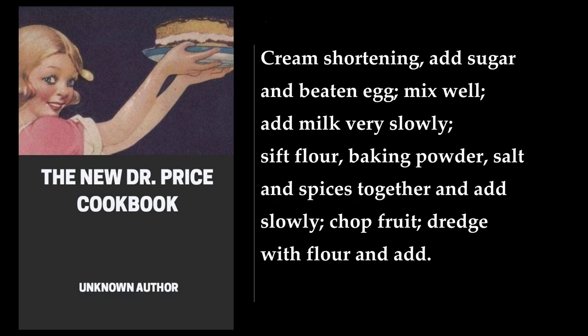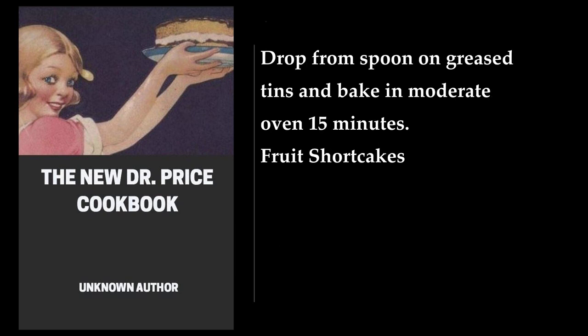Cream shortening, add sugar and beaten egg, mix well, add milk very slowly. Sift flour, baking powder, salt and spices together and add slowly, chop fruit, dredge with flour and add. Drop from spoon on greased tins and bake in moderate oven 15 minutes.